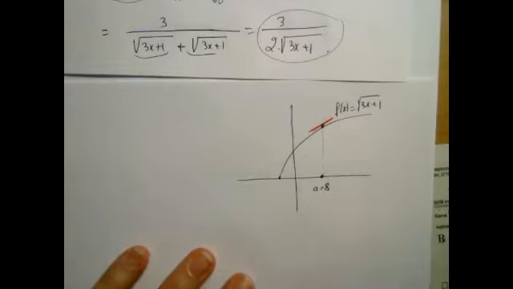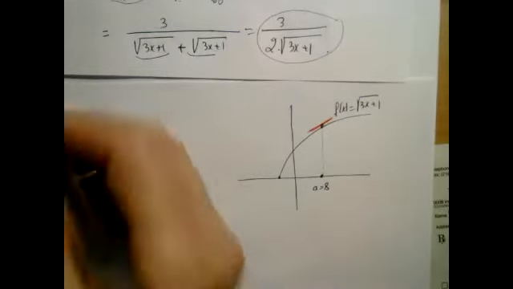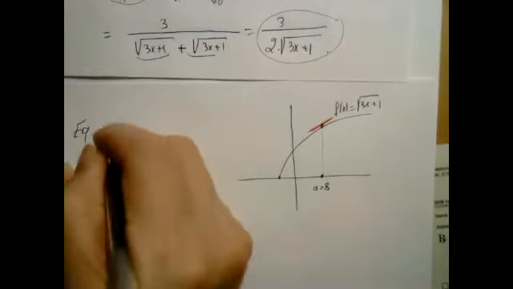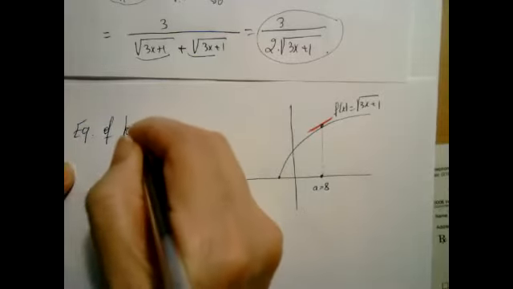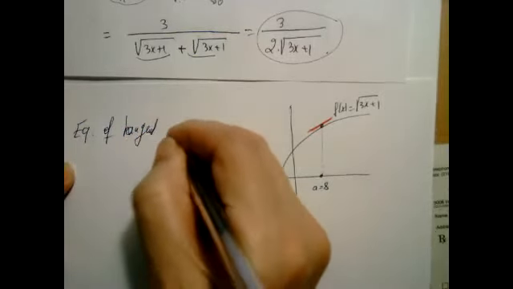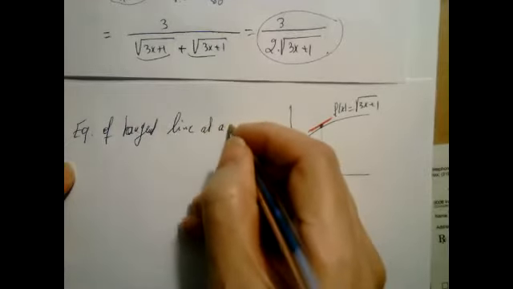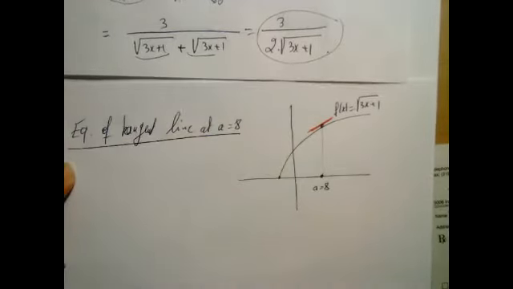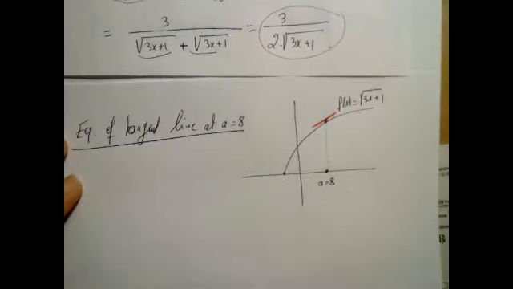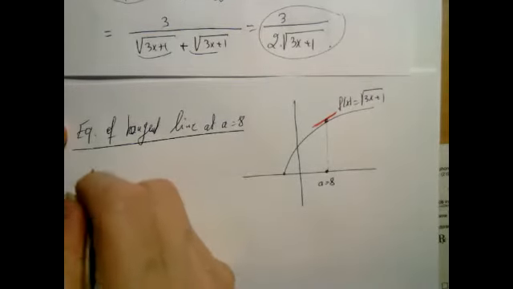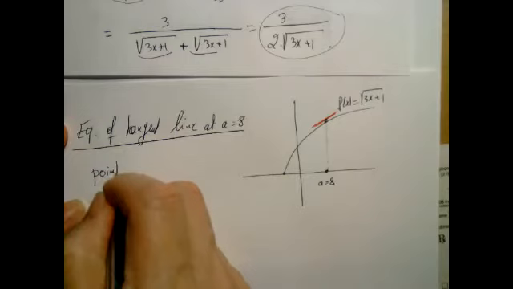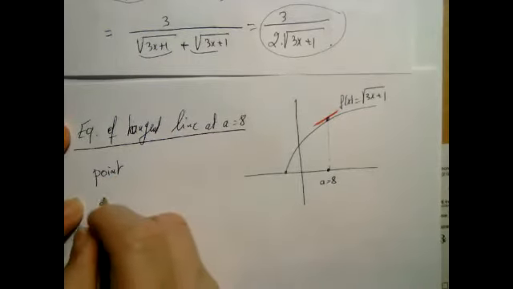So how do we find the equation? The equation of the tangent line at a equal to 8. Again, to find the equation, we need two things. We need a point and we need a slope.